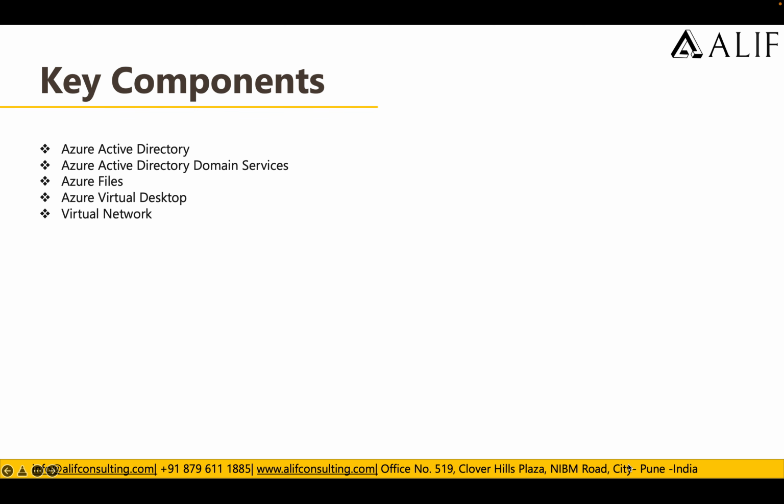Well, what are the key components, right? So there are five key components in the architecture: Azure Active Directory, Azure Active Directory Domain Services, Azure Files, Azure Virtual Desktop, and the Virtual Network. But we have only talked about Azure Active Directory and Azure Active Directory Domain Services. Again, if you want to extend your Active Directory Domain Services to AVD, or to Azure Files, that's something you can also do by enabling the Azure ADDS authentication on these components.